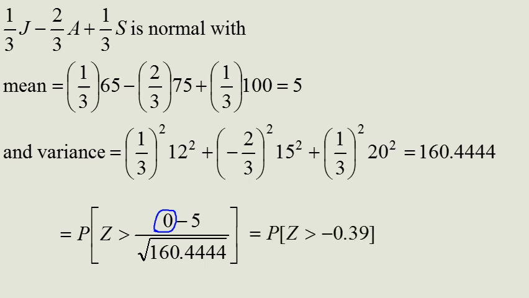Anyway, we get Z greater than negative 0.39, which has an area of 0.6517. So this is the probability that the average of all 3 months is bigger than August by itself. That's a pretty difficult example, but if you stick to the formulas, you'll get there in the end.